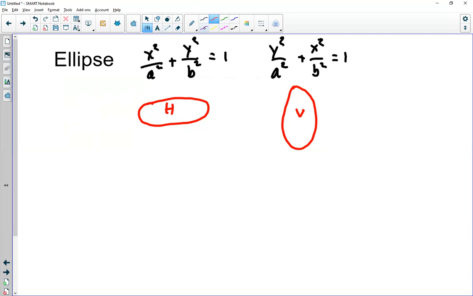Along with this, you need to know the relationship between A, B, and the focus, the C value. The equation for this part, and I will give you this also actually: A squared minus B squared equals C squared. So for an ellipse, it's A squared minus B squared equals C squared. I will give you that also. Just the opposite of a circle.